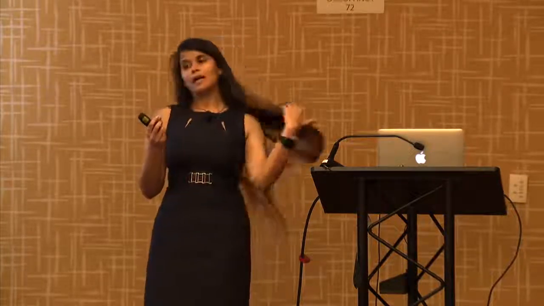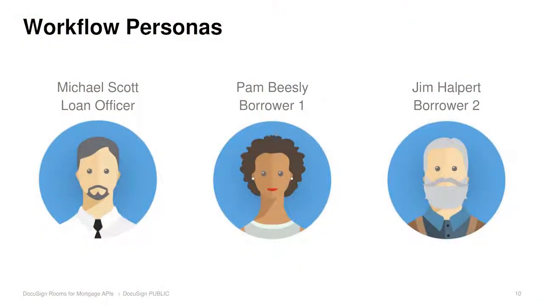So my scenario has 3 people. I have a loan officer, Michael Scott, and he wants to create a loan for Pam and Jim, who have just decided to buy a home and agreed that they're gonna go ahead and do this.